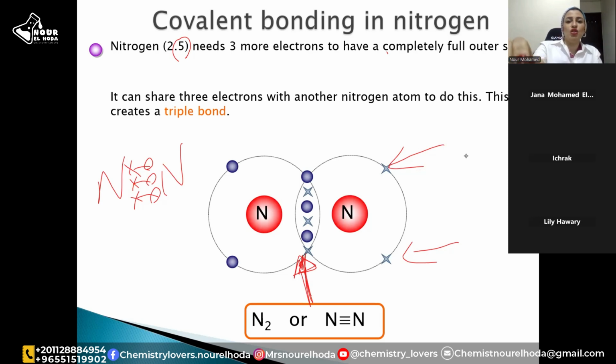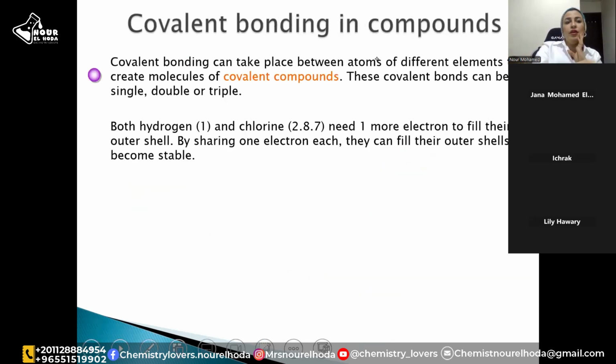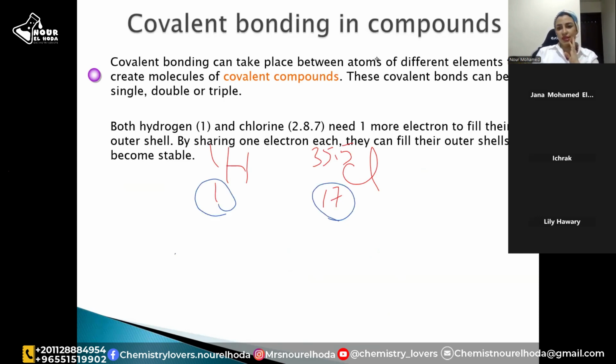يلا بينا. So let's do بقى this one. This is for nitrogen. Let's do for HCl. For HCl, I'm having H is 1 and 1, with Cl is 35.5 or 17. Okay? Which number am I going to use? I'm going to use the 1. I'm going to use the 17. So if you check here, you're going to find that the 17 is 2, 8, 7.